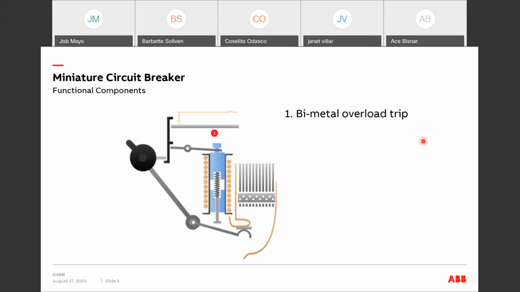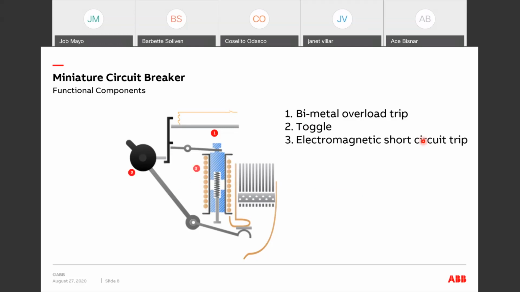So first would be the bimetal overload trip, which is basically two metals joined together. These two metals have different temperature coefficients. Anytime during the operation there's a high temperature or a low temperature or temperature variance, there will be a certain amount of deflection, which would trigger the tripping of the circuit breakers. Of course, the toggle, which is the manual interface for manual operation of a miniature circuit breaker.